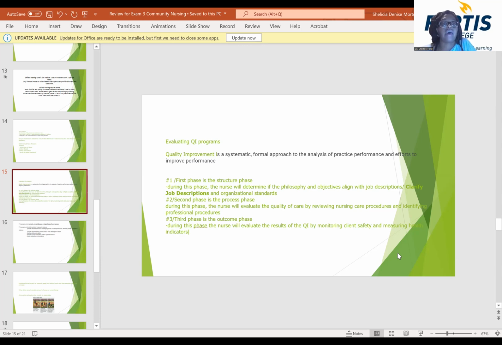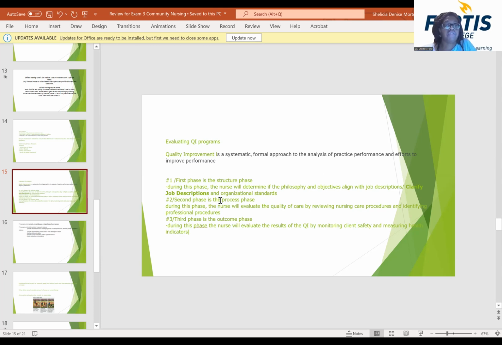You want to clarify the job description. Make sure, hey, these are the things we're expecting this person to do. The second phase is the process phase. The nurse will evaluate the quality of care by reviewing nursing care procedures and identifying professional procedures. And then the third phase is the outcome phase. The nurse will evaluate the results of the QI by monitoring client safety and then measuring those health indicators.